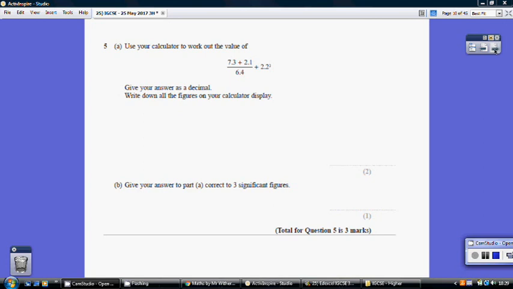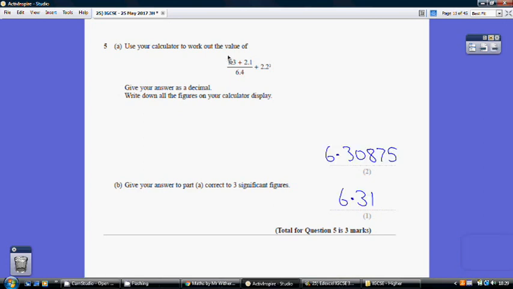Question 5. So use your calculator to work out the value of this, and write down all the figures on your calculator display. So simply pop this into your calculator. I would recommend that you use that fractions button, which is the 3rd one down on the left, where you've got that white rectangle divided by that black rectangle. And then just using the big blue arrow key in the center of the calculator, make sure the 7.3 plus the 2.1 is popped on top of the fraction, 6.4 is popped on the bottom, and then move out of the fraction by using the blue arrow to the right, and then just add on 2.2 squared.